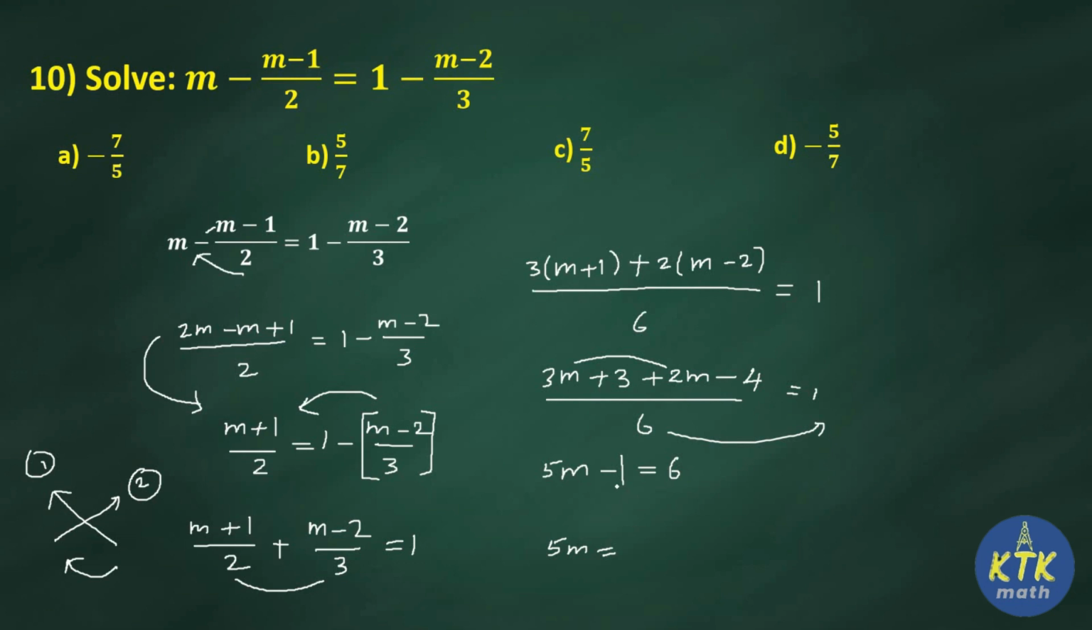This minus 1 move to right side. So it will become 7. 6 minus 1 is plus 1. Okay, so 6 plus 1 is 7. Now what is m now? 7 by 5. Okay, m equal to 7 by 5. So initially the question looks very tough, but once you start solving step by step, means you will get the answer as usual. Okay, this is the secret of your solving simple linear equations.